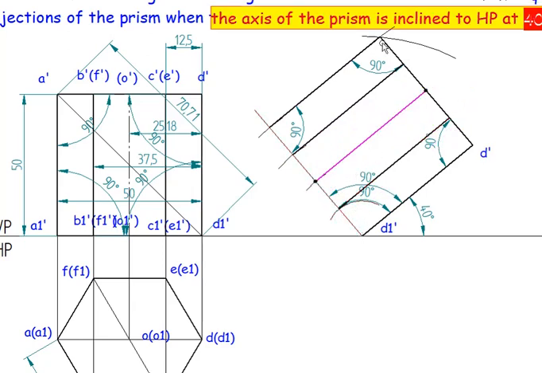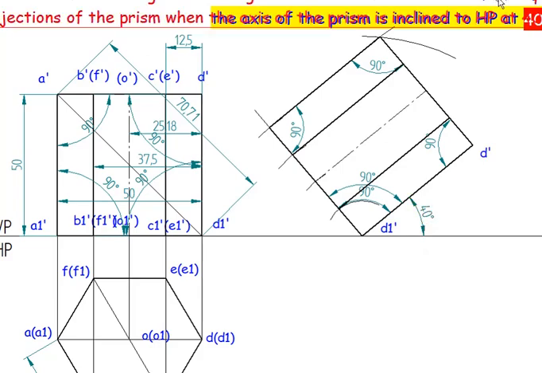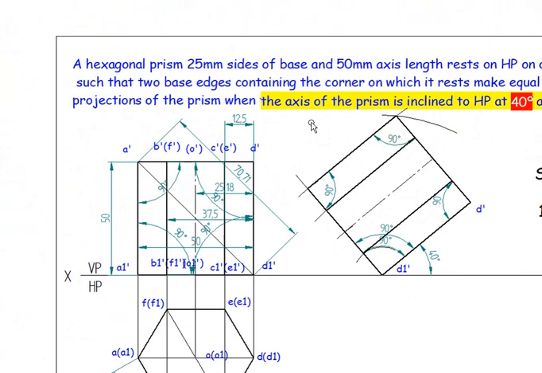So this is going to be the axis line, which should be a thin, chain type line. Trim all the construction lines. All the angles are just for your reference, and the degrees they have given are for the axis of the prism inclined to HP. So we need to give the inclination for the axis, not for the lateral edge.